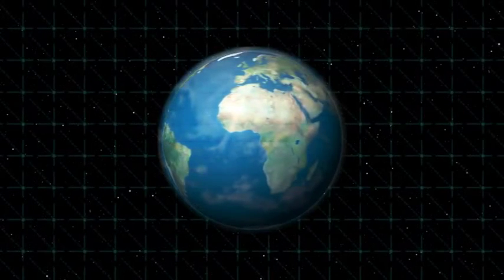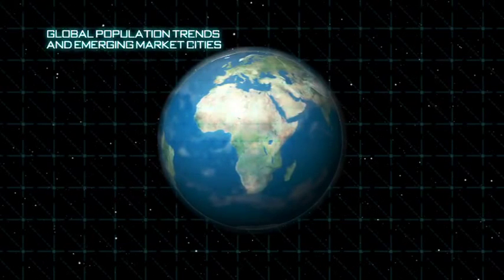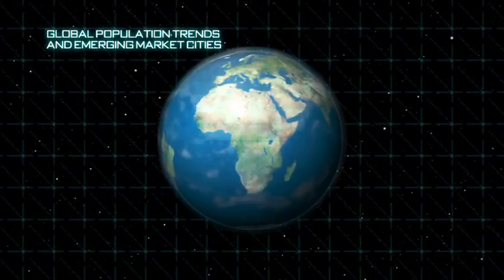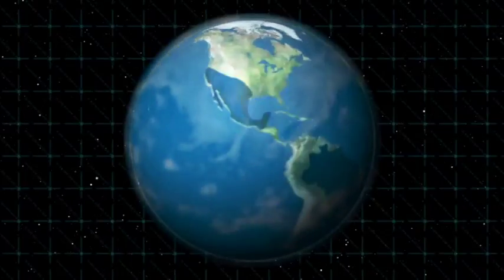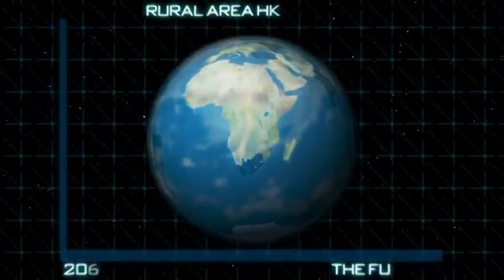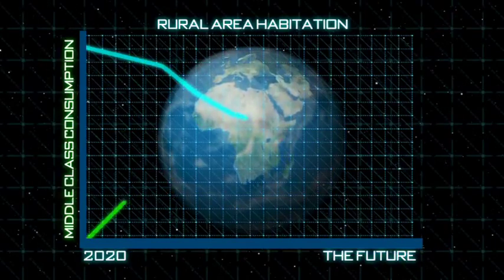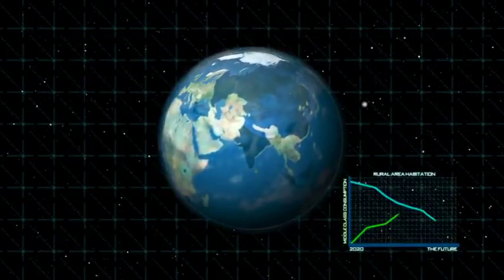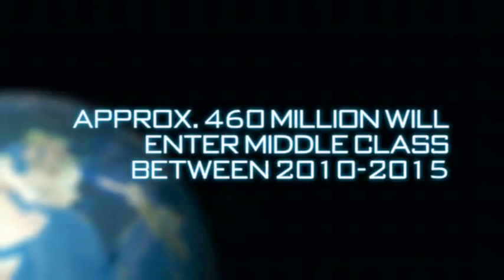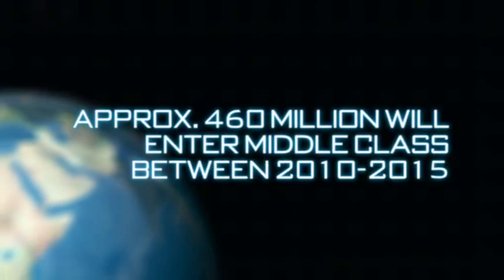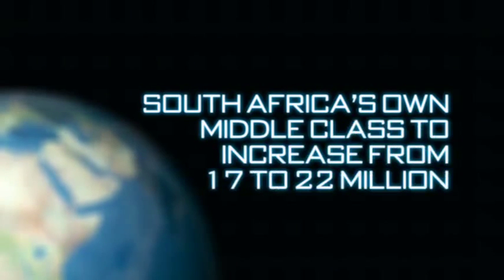Take a look at these middle-class consumption stats and then we'll examine what they mean for Africa. More than half the world's population will live in emerging market cities by 2050. Cities in countries such as China, India, Russia, Indonesia, Brazil, Turkey, Mexico and South Africa. There will be a steady decline in rural area habitation from 2020 and a significant rise in middle-class consumption from that year onwards in Asian countries. Approximately 460 million people in emerging market cities will enter the middle class between 2010 and 2015. South Africa's own middle class population will increase from 17 to 22 million during this time.